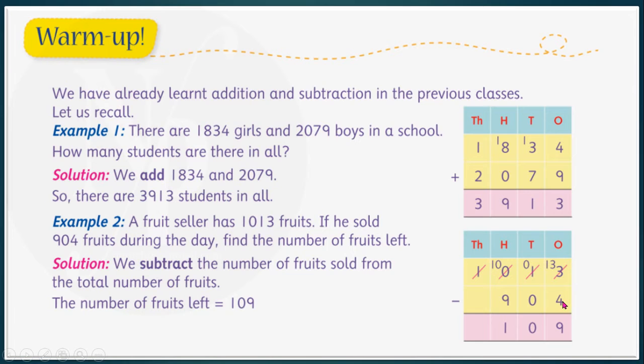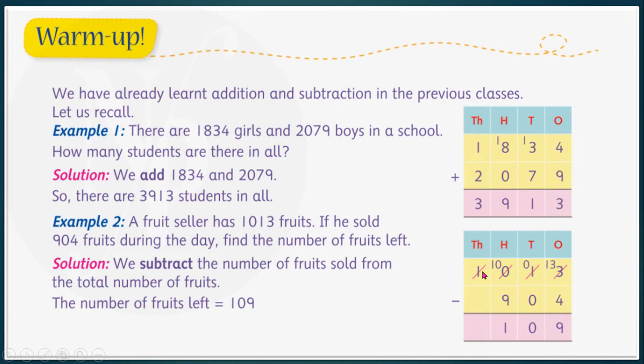So subtracting 4 from 3 is not possible, so we need to regroup these digits. In tens place we have 1, and we borrow 1 ten to the ones place, so it becomes 10 ones. 10 ones and 3 ones together becomes 13 ones. So now we subtract 4 from 13 and we get 9. So subtracting 0 from 0 we get 0, and subtracting 9 from 0 is not possible.